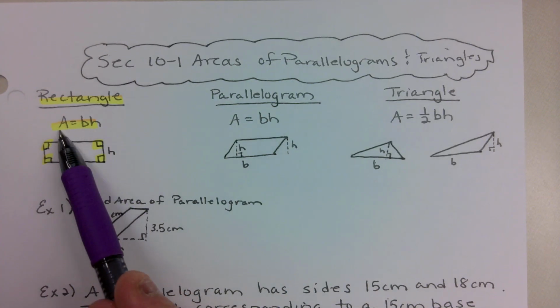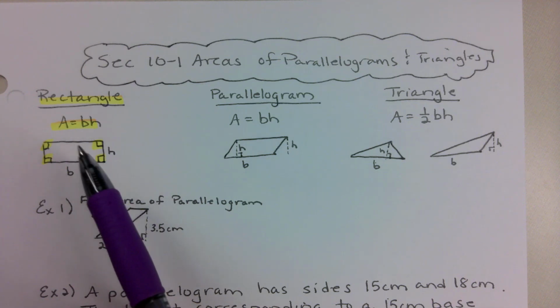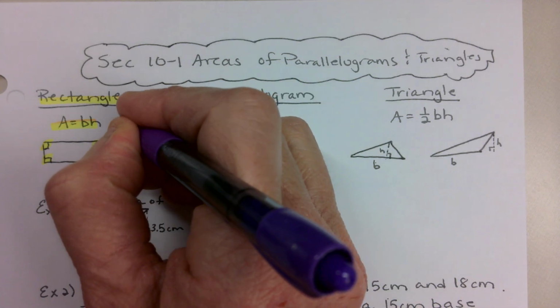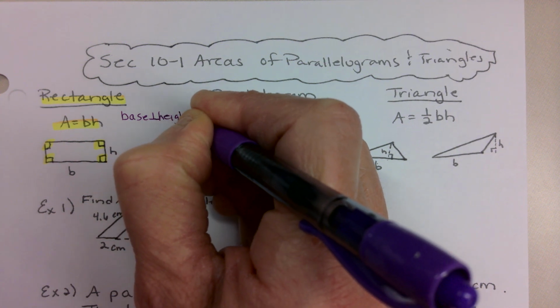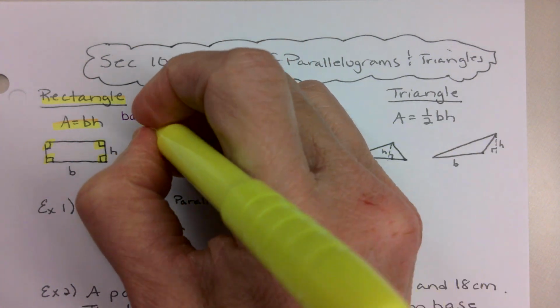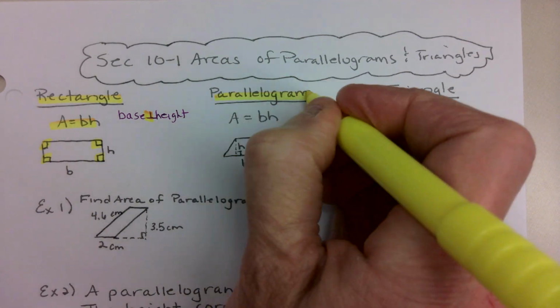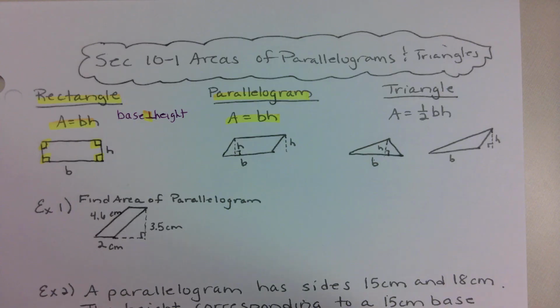Area of a rectangle, A is for area, B is for base, that's a side, H is for the height. Base and height are always perpendicular. Base is always perpendicular to height. I would write that down. Always, always, always. It's never, ever not. And a parallelogram is also base times height, but again, they're always perpendicular.